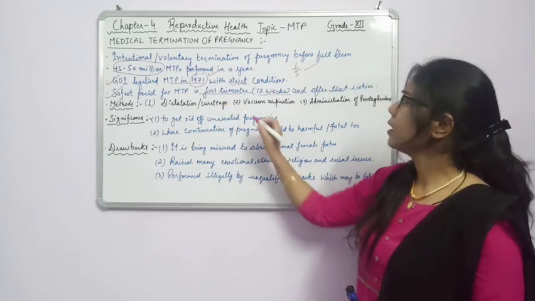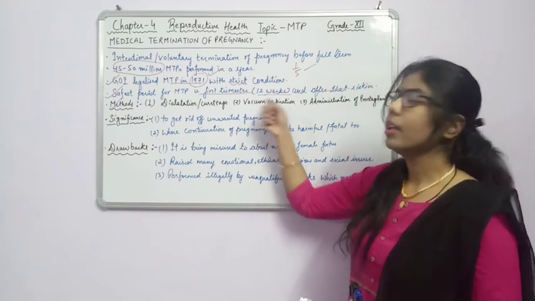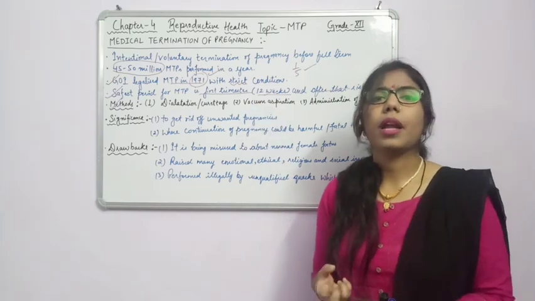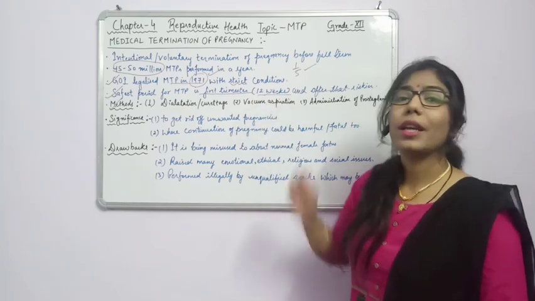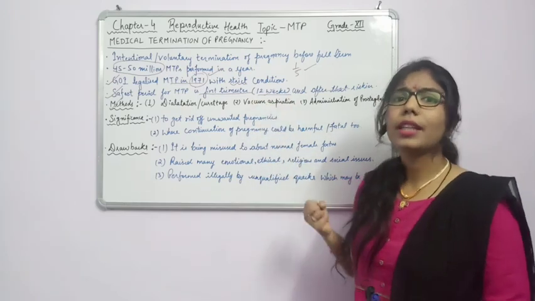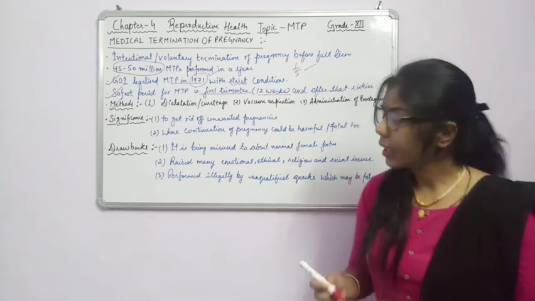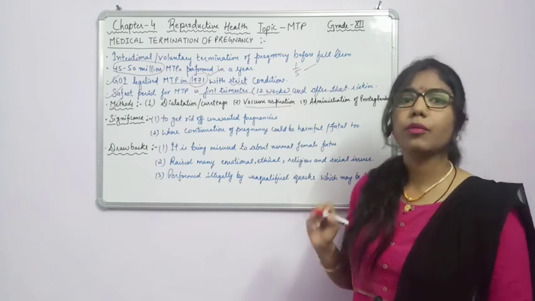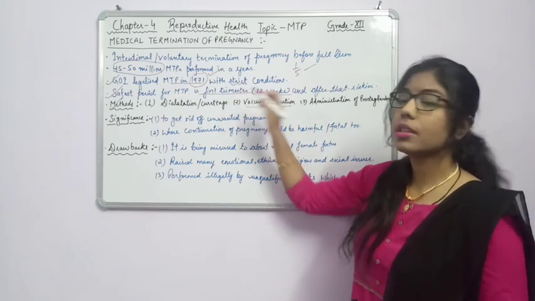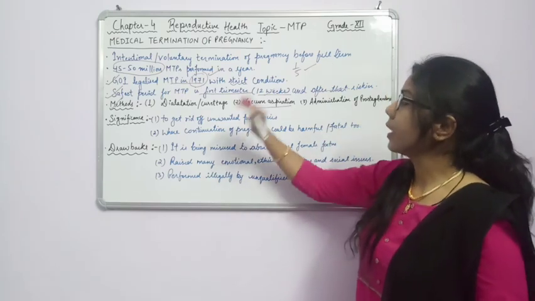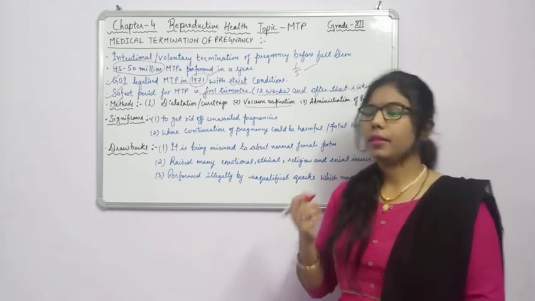Fine. Another one is vacuum aspiration. Vacuum is something related to suction pressure. So in this method, again the implanted embryo in the uterus is pulled from the mother's uterus with the help of a vacuum aspirator. And again this is a method for MTP, and it is safer in the first trimester. If we extend this time period, what will happen? It will be riskier for the mother.